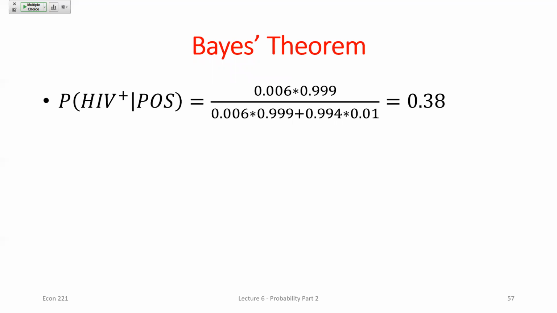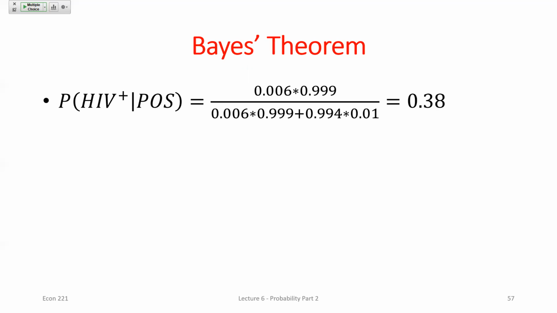Given that you see a positive test result, let's say we gave every single person in the US an HIV test. Given that someone got a positive test result, the probability that they actually have HIV is only about 38%. So why is that the case? If someone has a positive test result, the probability they actually have the disease is only about 0.38. So I'll try to explain why that counterintuitive result is actually correct.